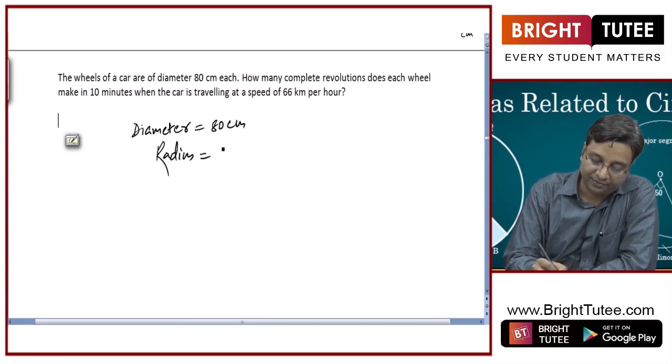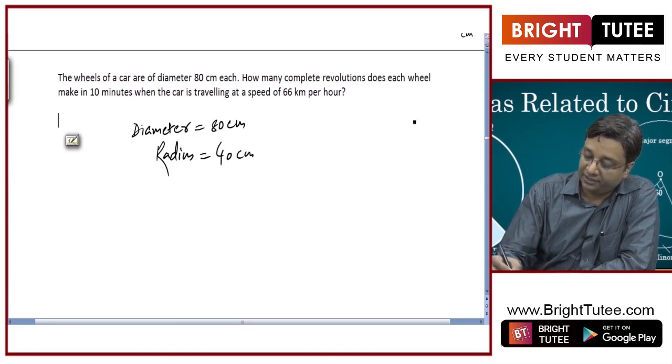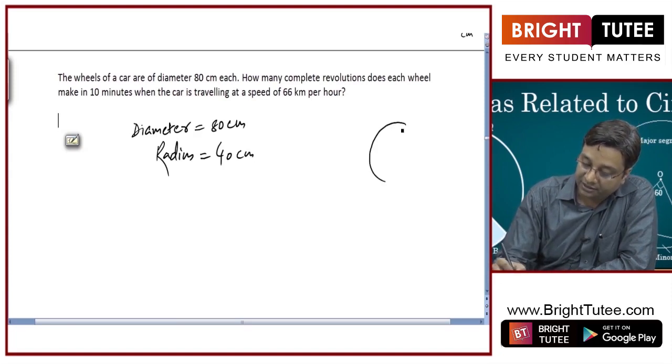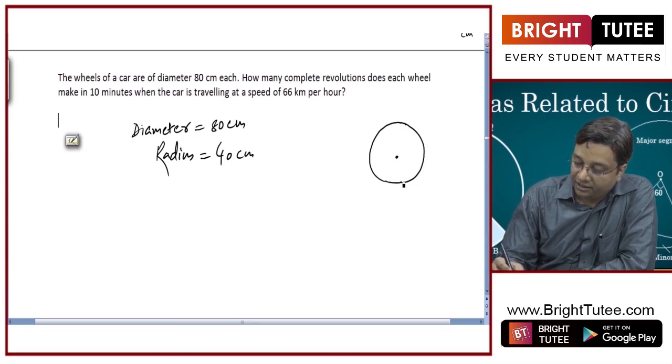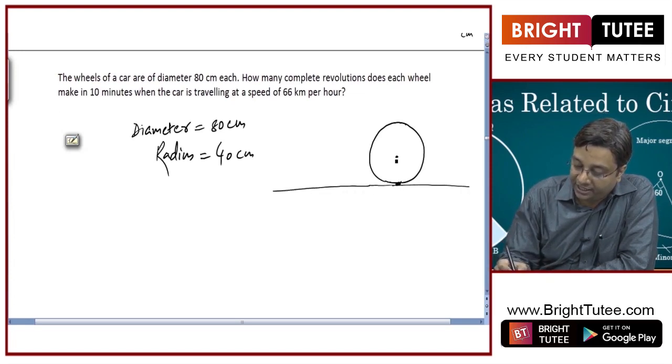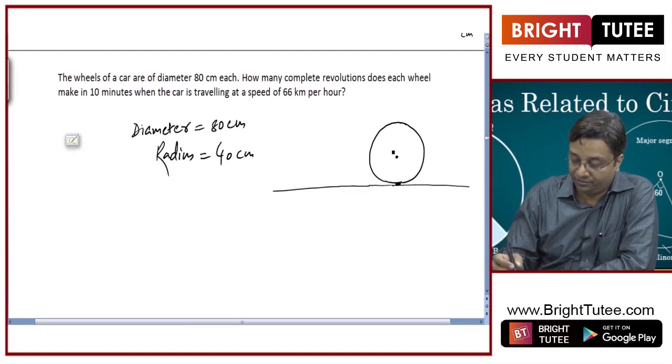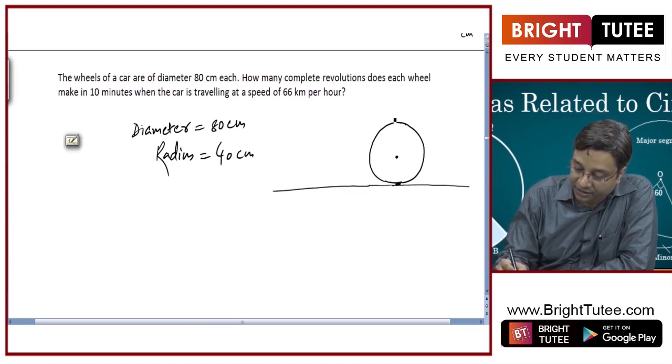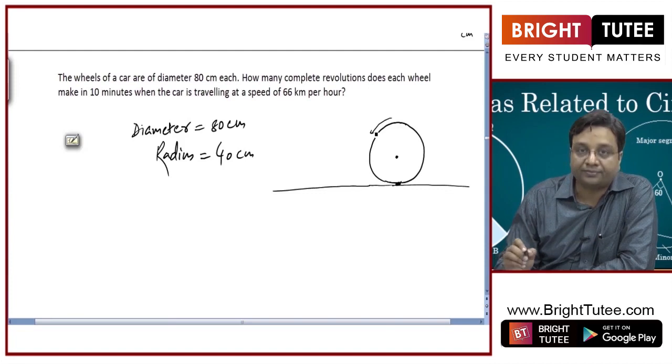Radius is 40 centimeter, and the concept here is that let us say this is the wheel. Now, look at this point. This point is touching the ground. Now, if this wheel rotates and completes one revolution, let us say this wheel is rotating like this.